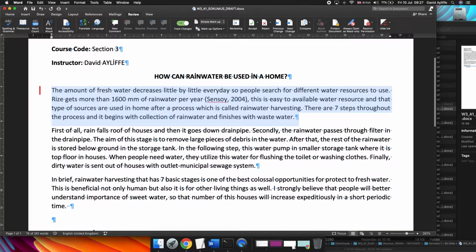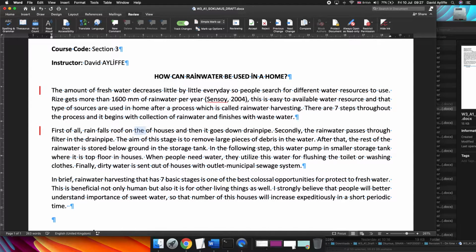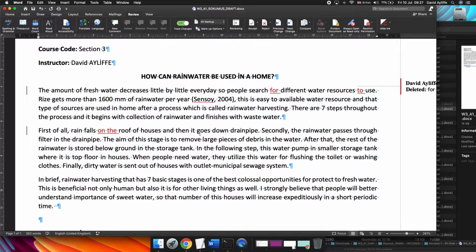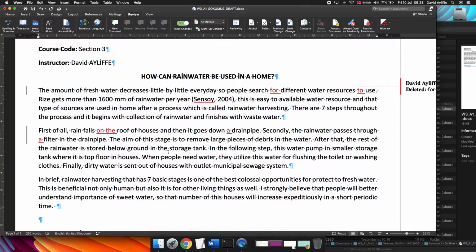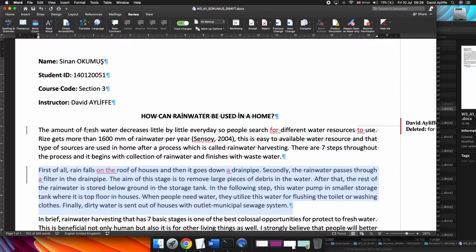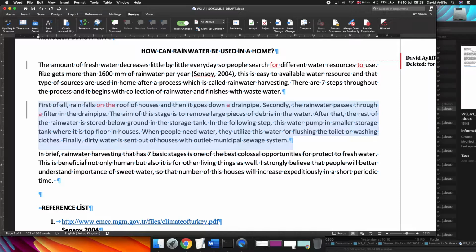There are 7 steps, okay, yeah. First of all, rain falls on the roofs of houses, and it goes down a drain pipe. Secondly, the rainwater passes through a filter in the drain pipe. The aim of this stage is to remove large pieces of debris in the water. After that, the rest of the rainwater is stored below ground in the storage tank. In the following step, this water is pumped. Okay, very nice. Very nice, Sinan. Well done. In brief, in conclusion is better. Rainwater harvesting has 7 basic stages.